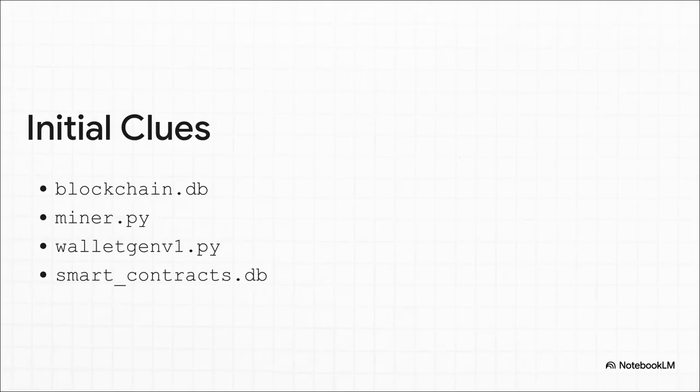And as we start sifting through these files, a few names just jump right out. And these aren't random, right? They're basically giving us the vocabulary we need for this investigation. We're seeing things like blockchain, miner, wallets, and smart contracts. I mean, these are the pillars of the world we're trying to put together.